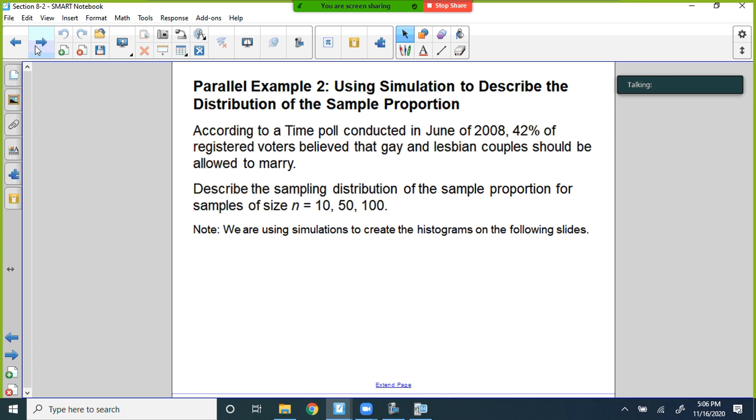Well, let's look. 42% of the registered voters, right? Now, 42% of the registered voters of who? The entire population of the United States, right? 42% of it. And we're pulling a smaller sample to see how our smaller proportion compares to the big population itself, right? So would it be 42% of 10, 50, or 100? No, the 42% actually goes to the total population, right?